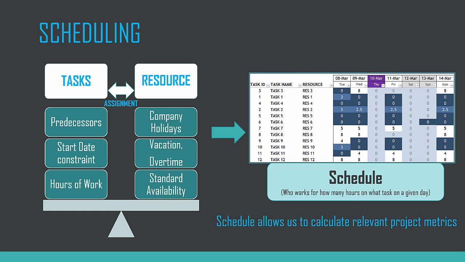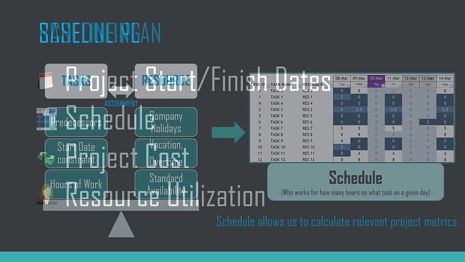A schedule allows us to calculate all the other relevant project metrics. Once we land on an acceptable schedule, the project manager will find the answers to all the other questions that we had before. And the project manager shares in a project report with the project sponsors to get approval. Once approved, what we have is a project plan. And let's call this the baseline plan.